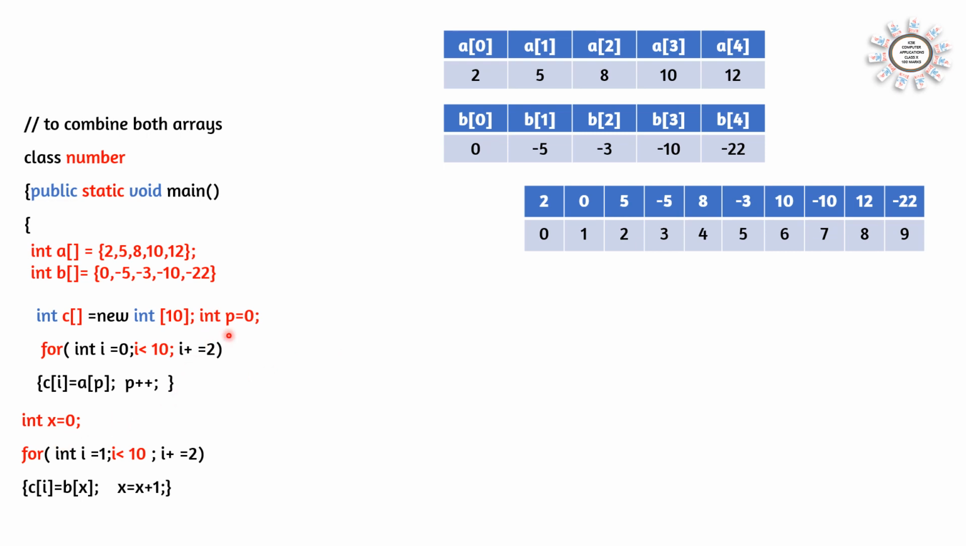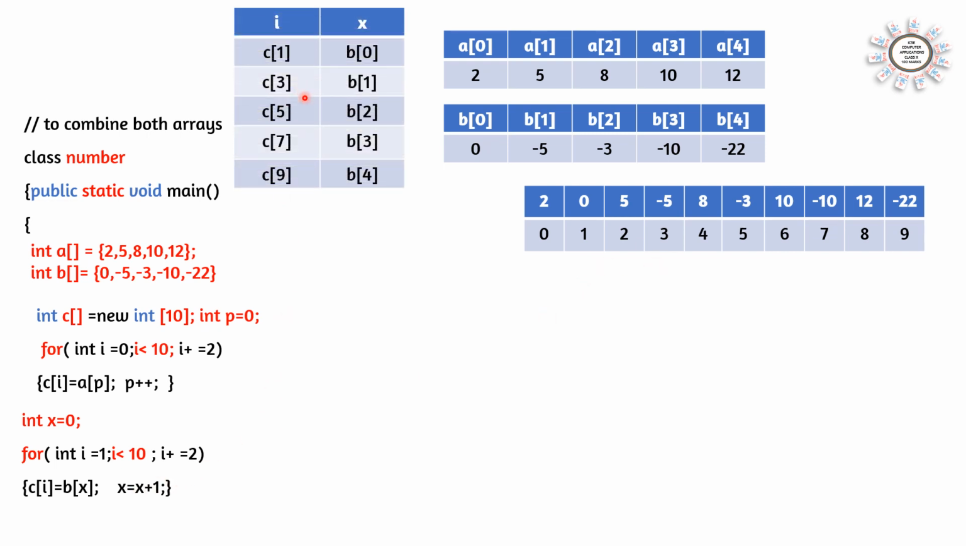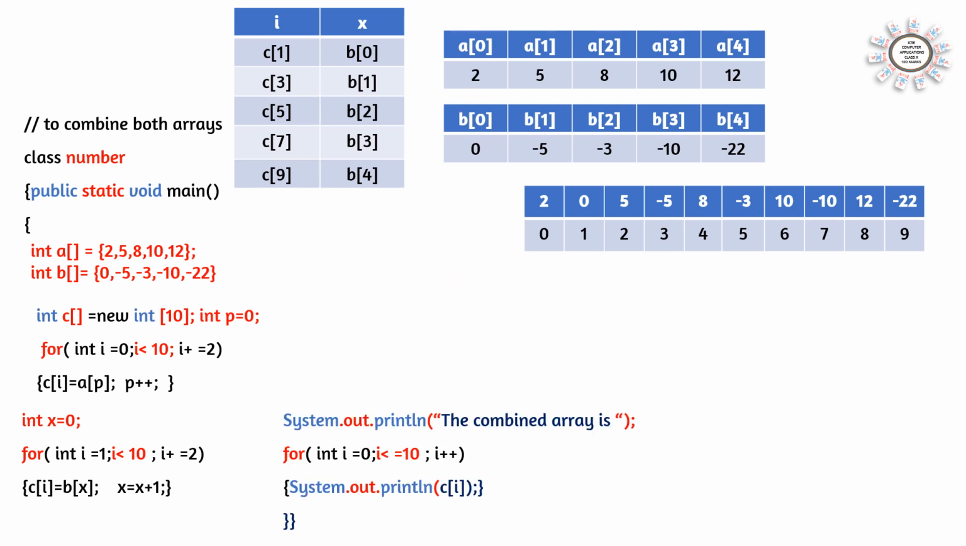Here in place of P, we are taking X for the position of array B, and the loop is for odd positions, so int I is equal to 1. The first odd position is 1. 1 to 10, plus 2, that means C1, C3, C5, C7, C9. The odd positions of array C are filled with array B. X is equal to X plus 1 every time. That means B0, B1, B2, B3, 4. And odd positions of array C are filled with elements from array B, and even positions are filled with array A. So in this way we can combine and then do the printing. I hope you understood the logic.